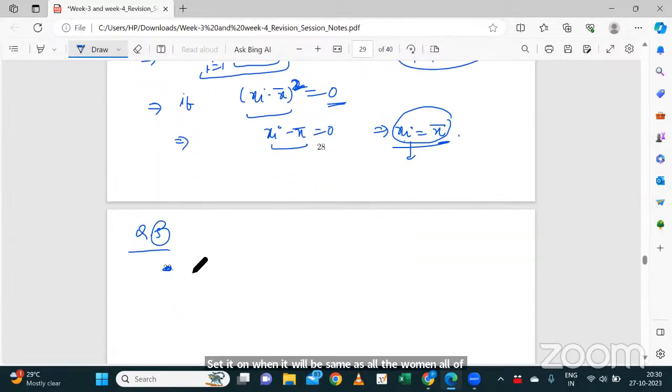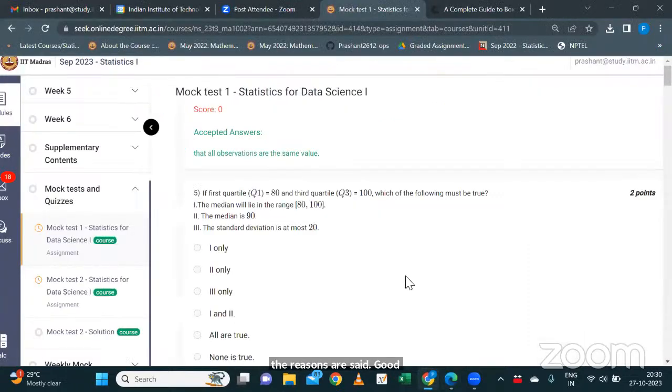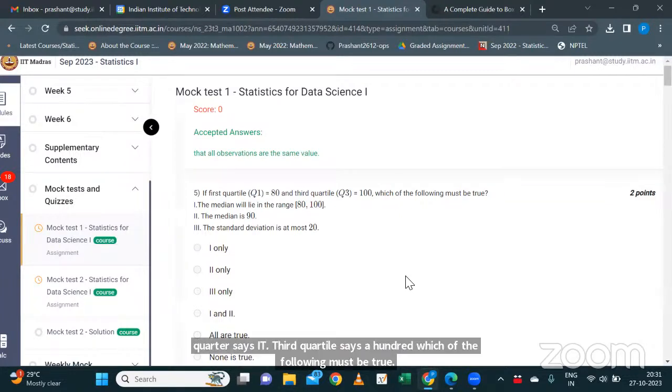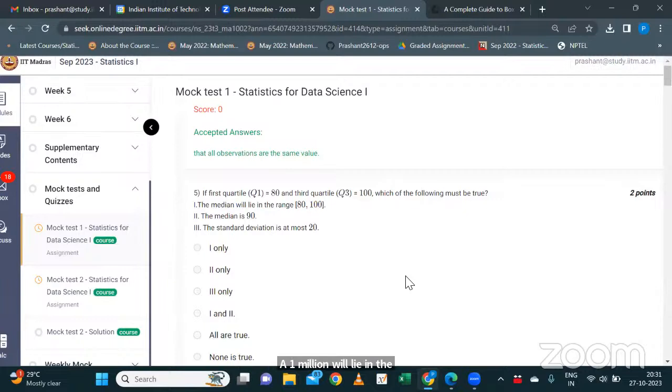So let's move to question number 5. Let me read out: the first quartile is 80, the third quartile is 100. Which of the following must be true? A, median will lie in the range 80 to 100. B, median is 90. C, standard deviation is at most 20. Okay, so which one is correct? First option. Okay, why not second or third?